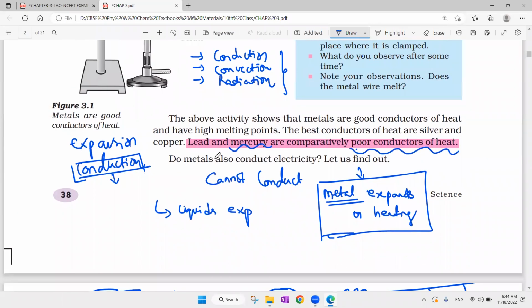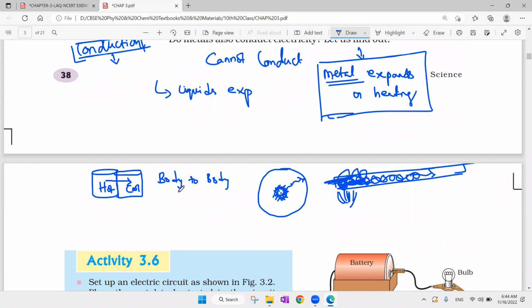Next one is convection. I said convection: if heat energy is traveling from one body to another body, that is known as convection. One point to another point is conduction. One body to another body is convection.